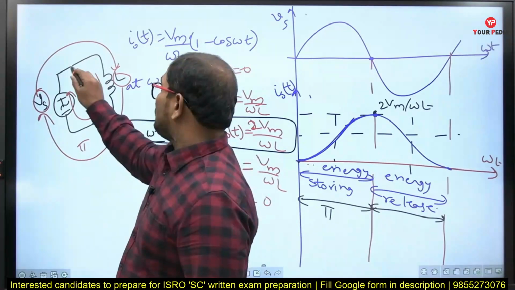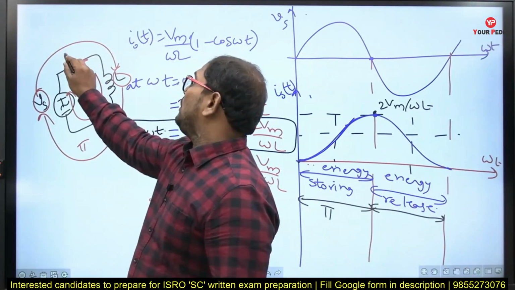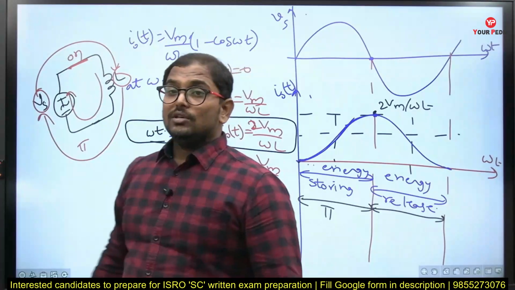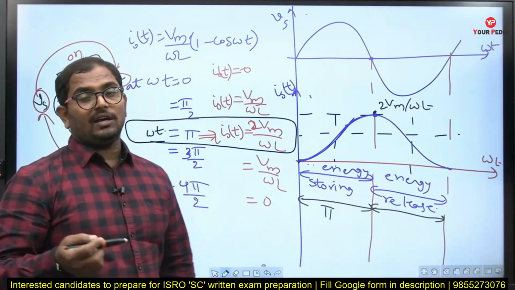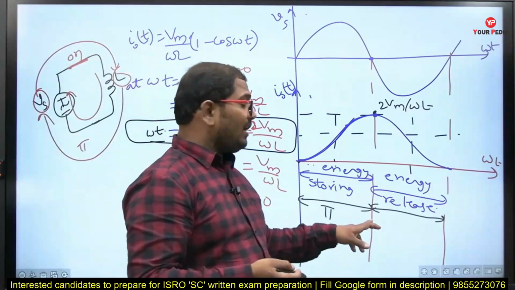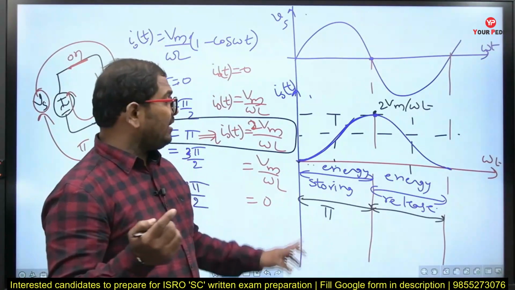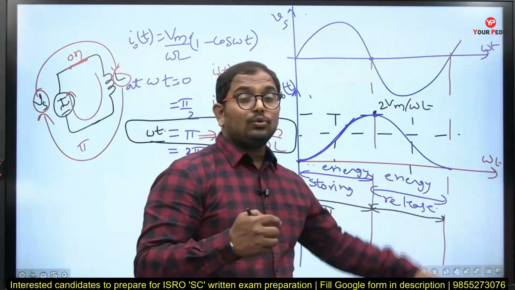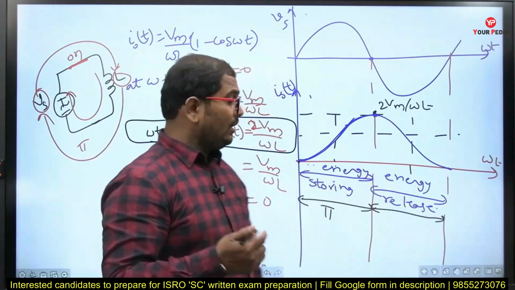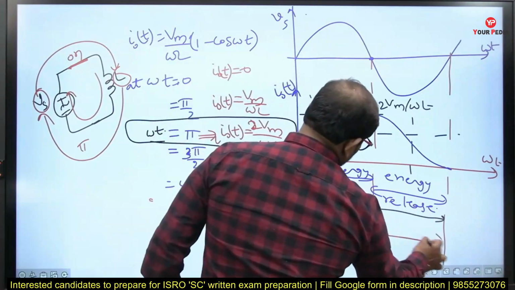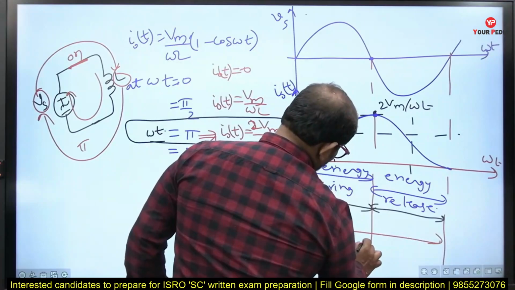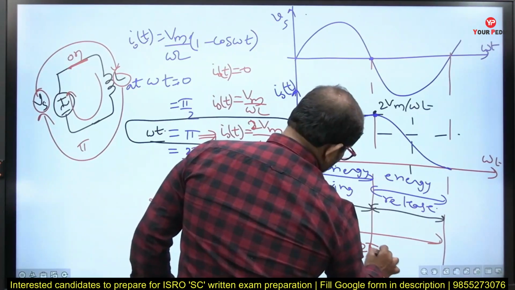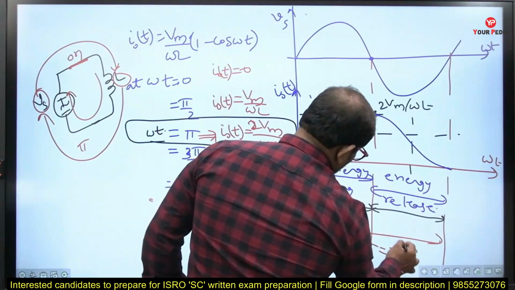So during this process, your diode will be in on state only. So what is the conduction period of your diode? 0 to pi, your diode is conducting. From pi to 2 pi, your diode is also conducting. So what is the total conduction angle of your diode? The total conduction angle of your diode is 2 pi, which is equal to 360 degree.